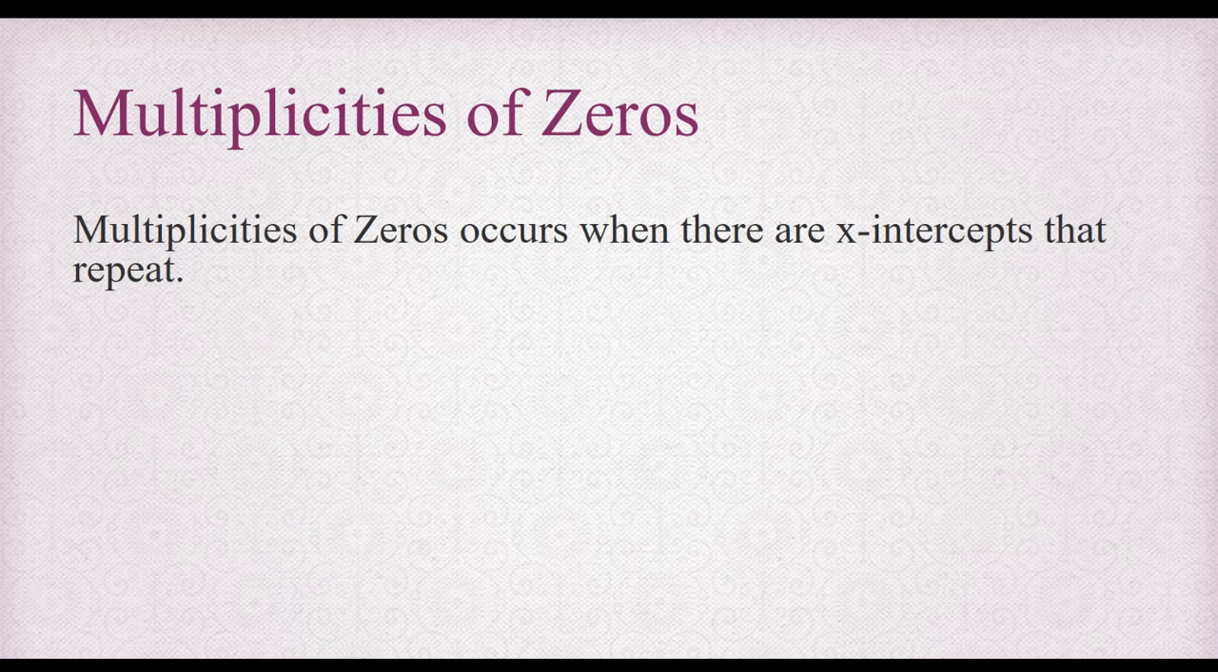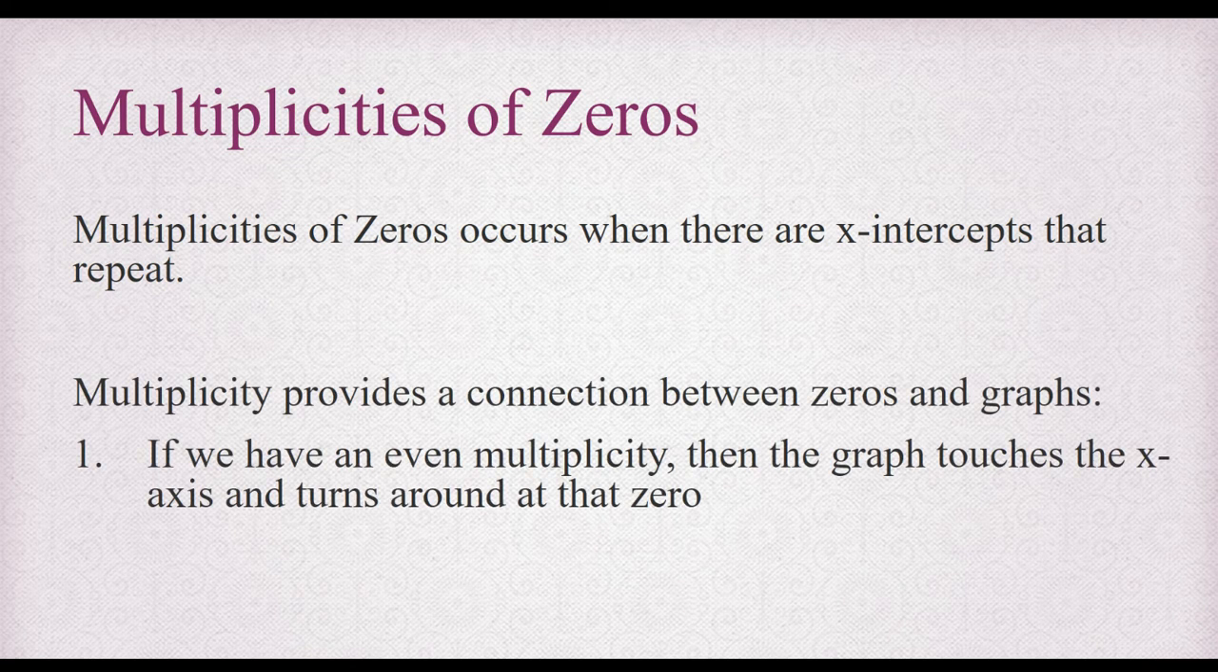All right, let's talk multiplicities. So multiplicities of zeros occur when the x-intercepts repeat. And so actually, both of the examples that we just did, we had answers that repeated. So x-intercepts, the same thing as zeros, same thing as solutions. When they repeat, we call these multiplicities of 0. So multiplicity provides a connection between the zeros and the graphs.